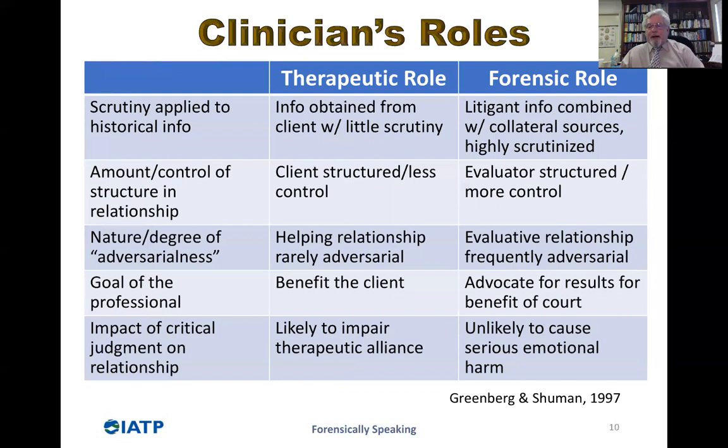You were wanting the facts. You were a detective surfacing whatever information you needed to help the trier of facts. It was not about a friendship or a loyalty or an alliance that you had with the client.